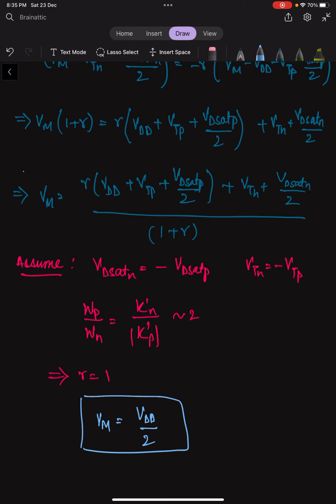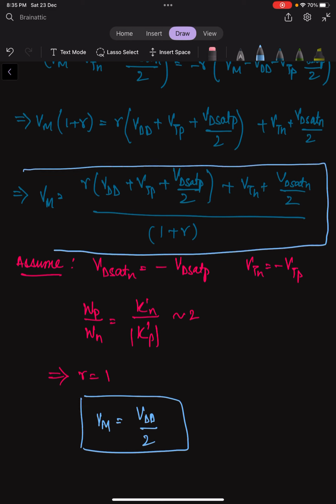So this over here is your trip point voltage for short channel devices. That is the trip point voltage when both the PMOS and the NMOS are in velocity saturation. By applying some more assumptions, you can bring the expression to Vm equal to VDD by 2.